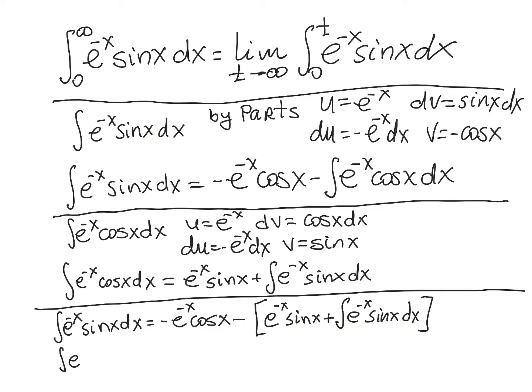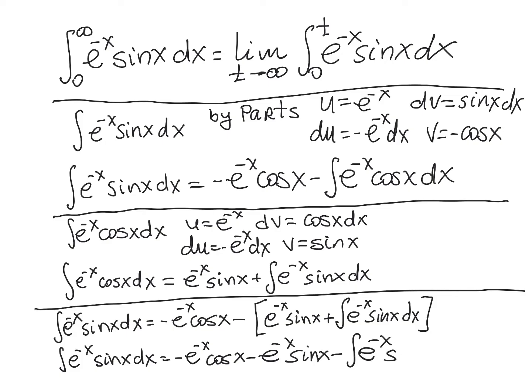Let's write this out one more time. The integral of e to the negative x sine x dx is equal to negative e to the negative x cosine x minus e to the negative x sine x minus the integral of e to the negative x sine x.